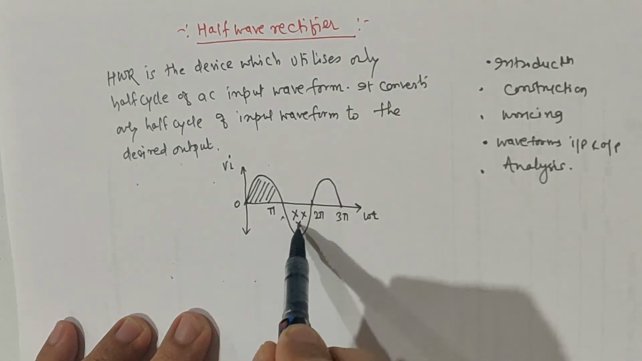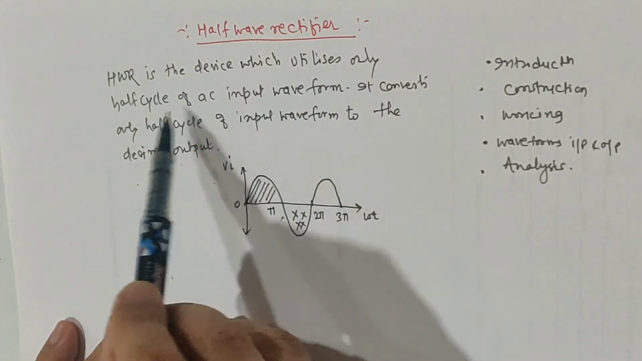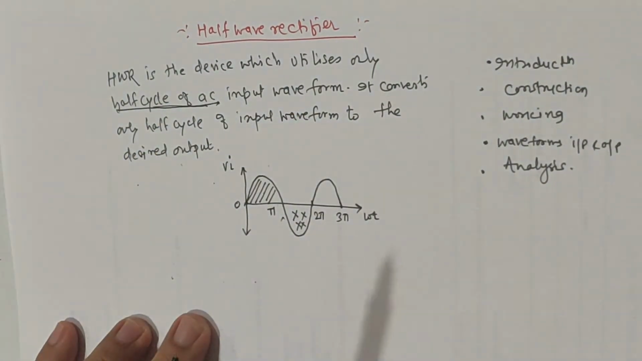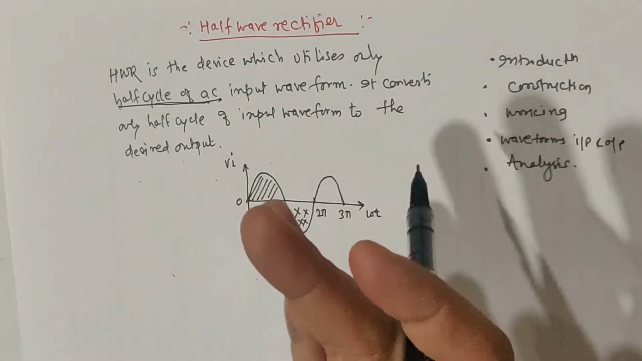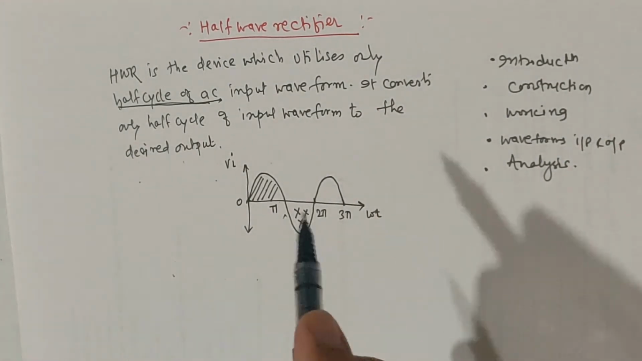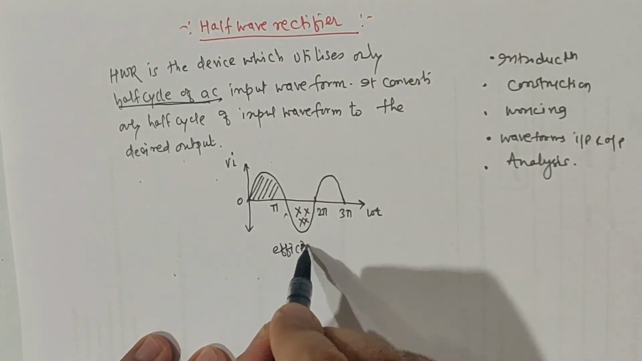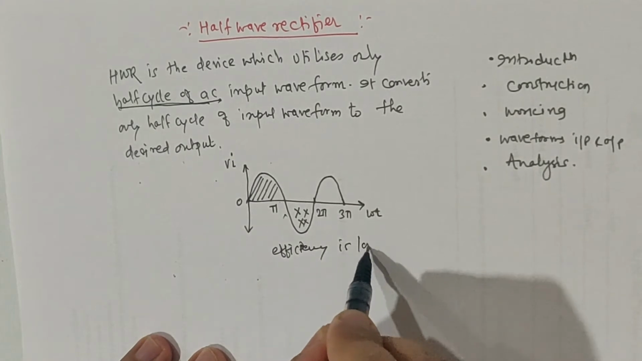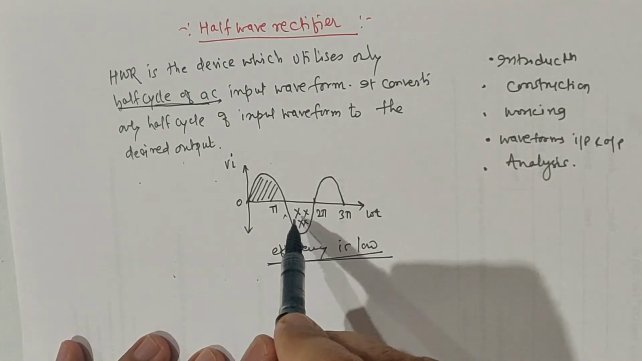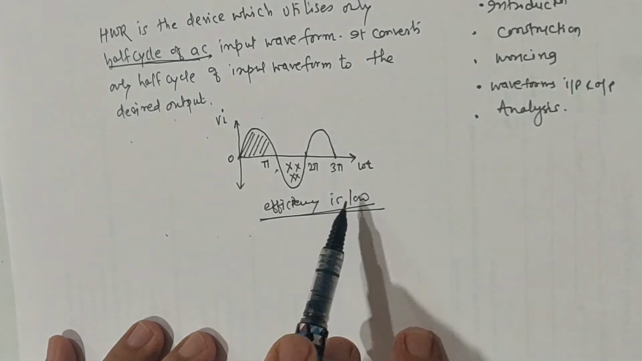This cycle will not be utilized, and that's why we have said half wave rectifier is a device which utilizes only half cycle of the AC input and remaining half cycle is not utilized. So when I am applying 100% input, only 50% is being utilized and that is converted to the output. So hence its efficiency is going to be low. Why? Because it is discarding the half input, only half input is being converted to the desired output, so its efficiency is going to be low.